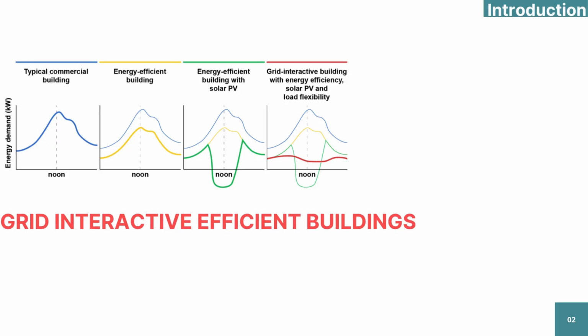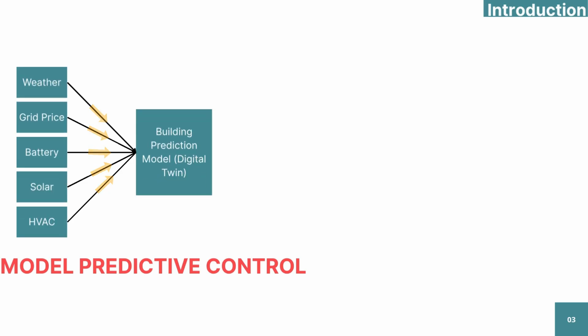So, how do we control the building to achieve the desired energy profile? That's where Model Predictive Control, or MPC, comes in. MPC turns the building into a smart, energy efficient partner for the grid.